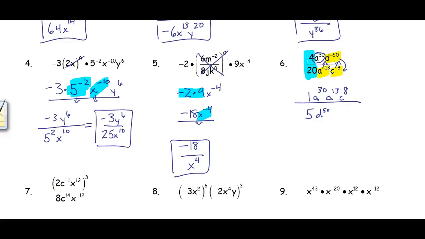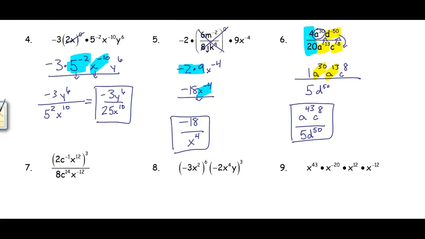Okay, we're still not done though. We still have to combine our like terms. Remember, when we're adding exponents with the same base, the base stays the same. So it's going to be a to the 43rd, c to the 8th over 5d to the 50th power.